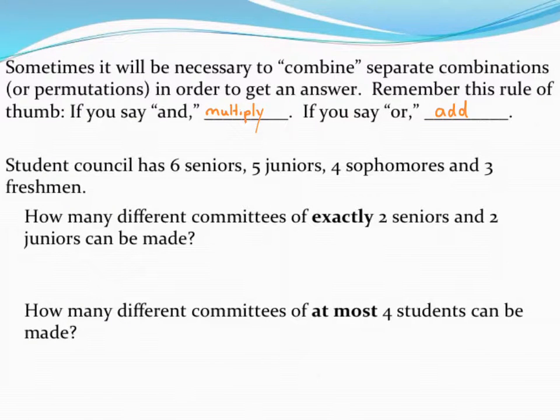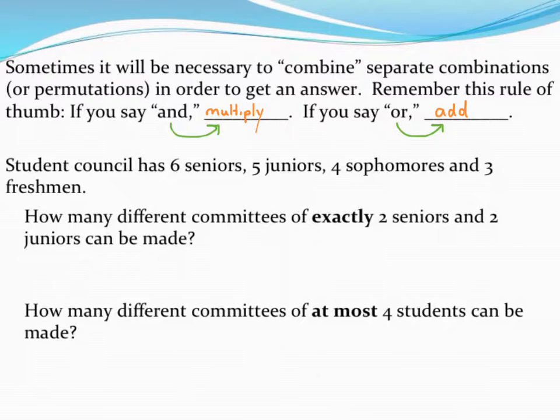Here's where permutation and combination questions can start to get very tricky, because we have to piece together different permutations and combinations. My rule of thumb is anytime you say the word "and," you're going to be multiplying those pieces together. Anytime you say the word "or," you're going to be adding those pieces together. That's the rule of thumb I use to make these a little bit easier. Let's take a look at our example down here.